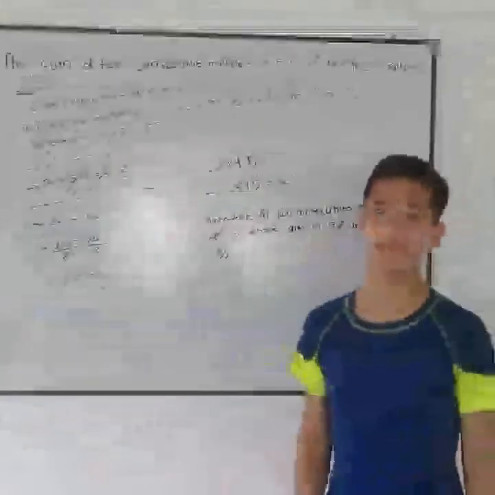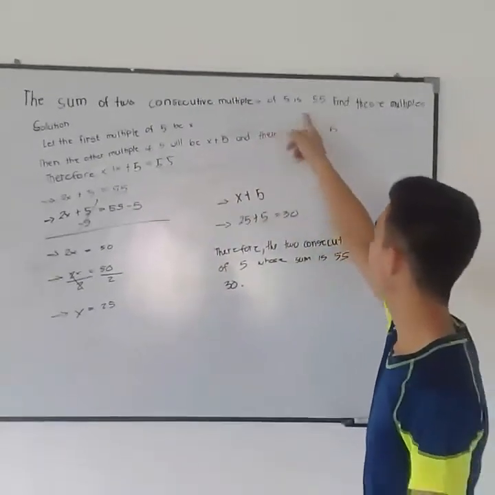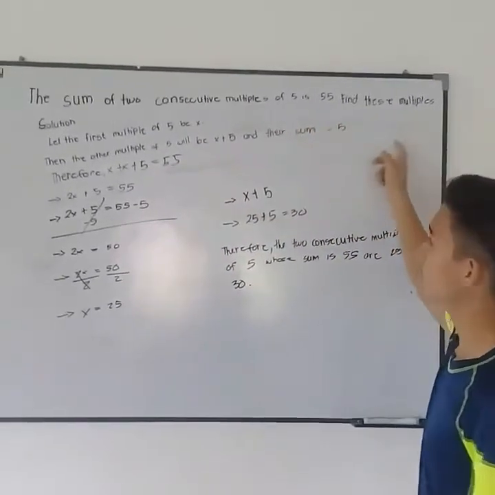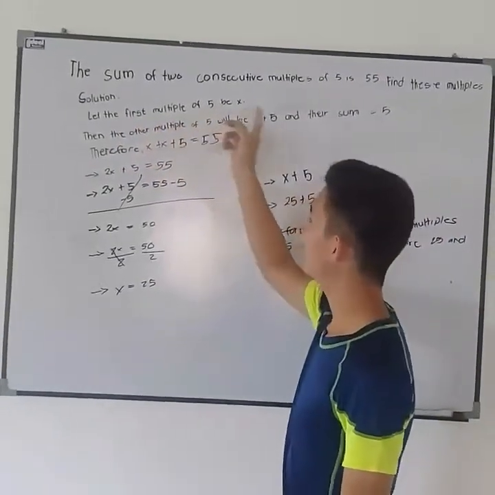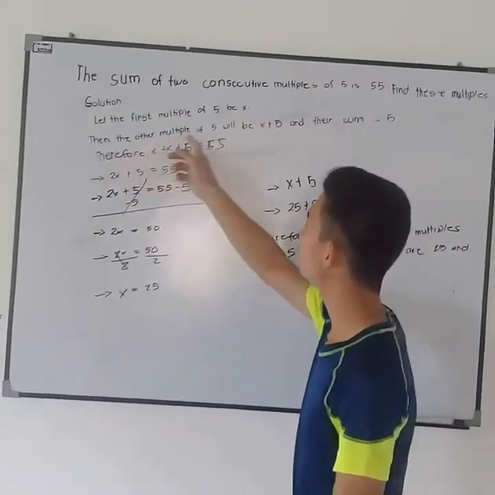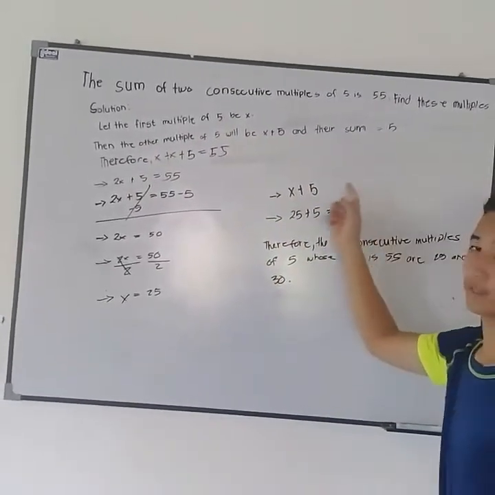Consider a word problem. Our problem is: the sum of two consecutive multiples of 5 is 55. So the solution is, let the first multiple of 5 be x. Then the other multiple of 5 will be x plus 5, and their sum is equal to 55.